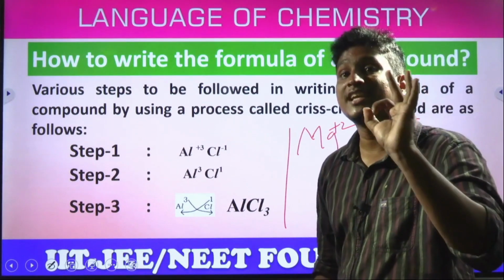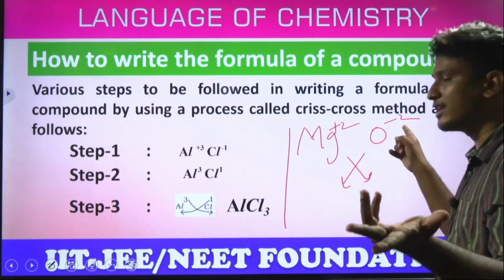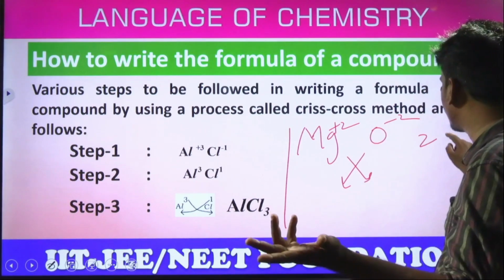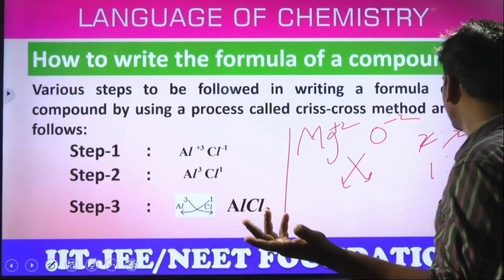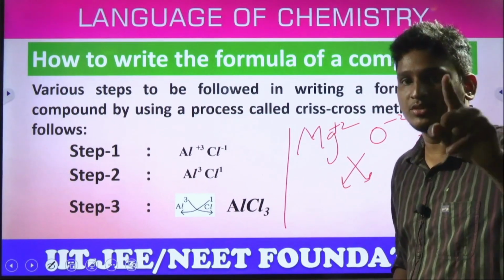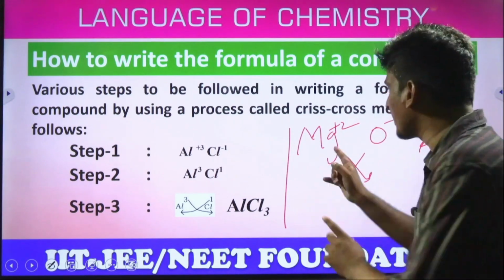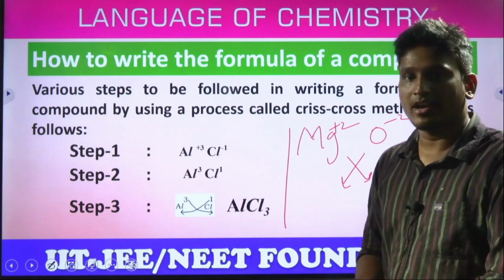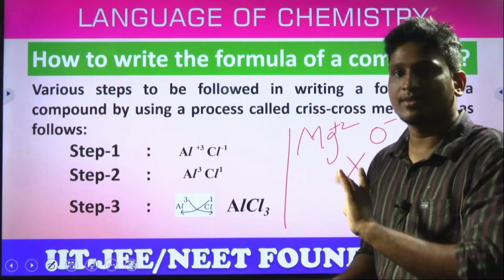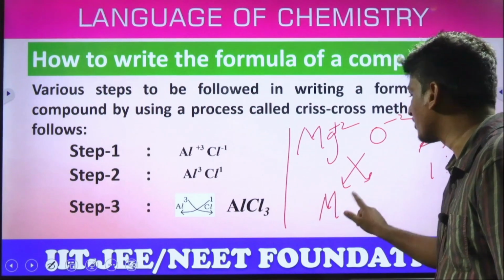Why? Because they will combine in the simplest ratio. What is the ratio here? Charge number 2 and charge number 2, 2:2. What is the simplest ratio? 1:1. Yes or no? Practically, think practically. One magnesium ion with charge +2, one oxide ion with charge -2. Can they neutralize in a 1:1 ratio or not? One magnesium can neutralize one oxide ion or not? They combine in a 1:1 ratio and the formula is MgO.